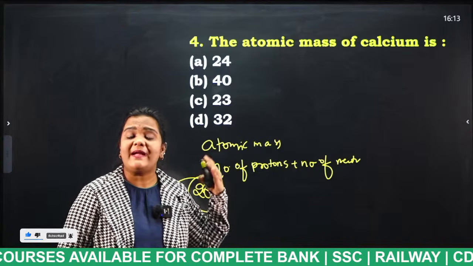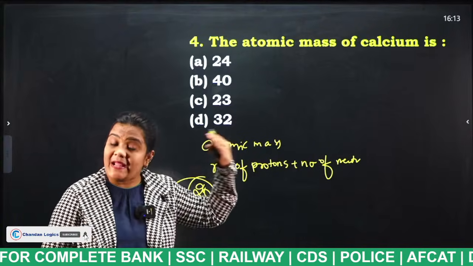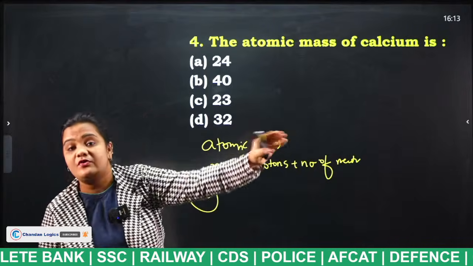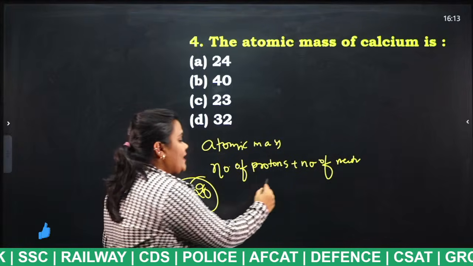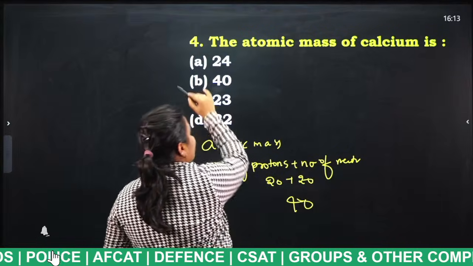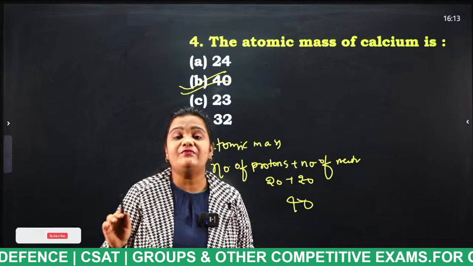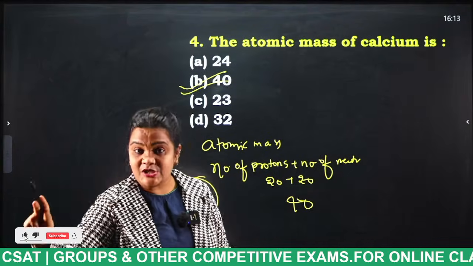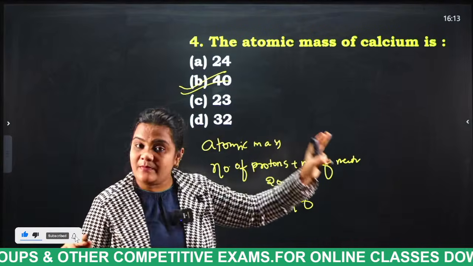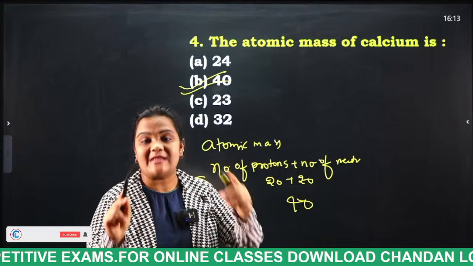And what do you mean by atomic mass? In calcium, there are 20 protons and 20 neutrons. So what is the atomic mass here, students? Atomic mass is 40. So what is the answer? 40. So 24 is the atomic mass for magnesium, 23 is the atomic mass for sodium, 32 is the atomic mass for sulfur. Okay?